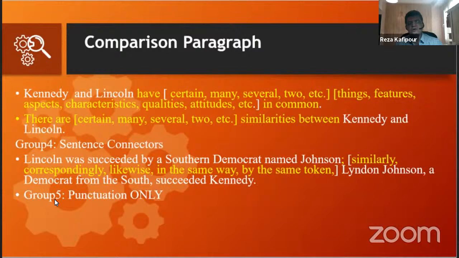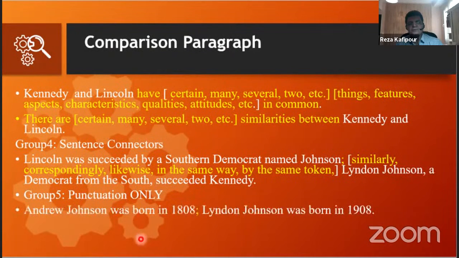And the last signal to show comparison between two ideas, concepts, or persons is the use of punctuation. We will not have anything else. Let's see. Here we said Andrew Johnson was born in 1808. And now we want to say Lyndon Johnson was also born in the same decade. So we use a semicolon. Lyndon Johnson was born in 1908.